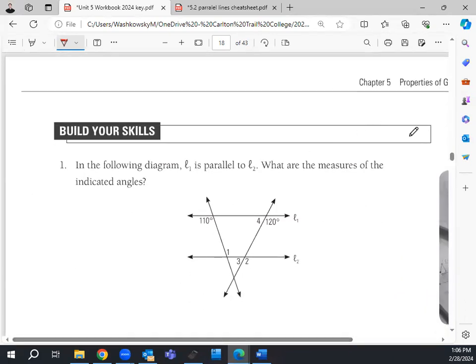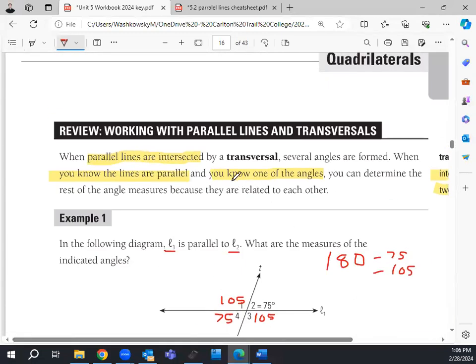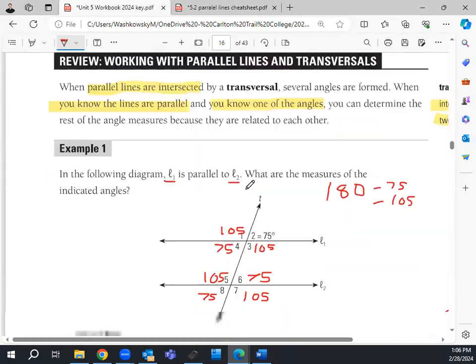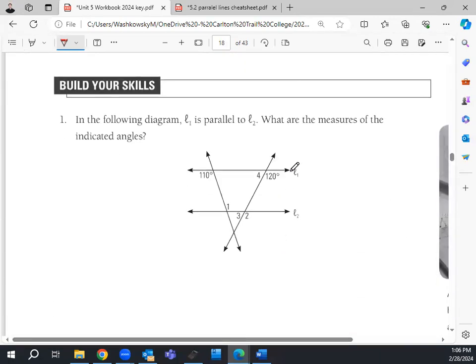So first thing I really want to mention, though, I'm just going to scroll up 1 second. What are we always looking for? We are looking for lines that are parallel, and if we know one of the angles. I see I have 2 parallel lines here. Line 1 and line 2 are both parallel. And I know one of the angles of something in there. I now can solve the rest of them.